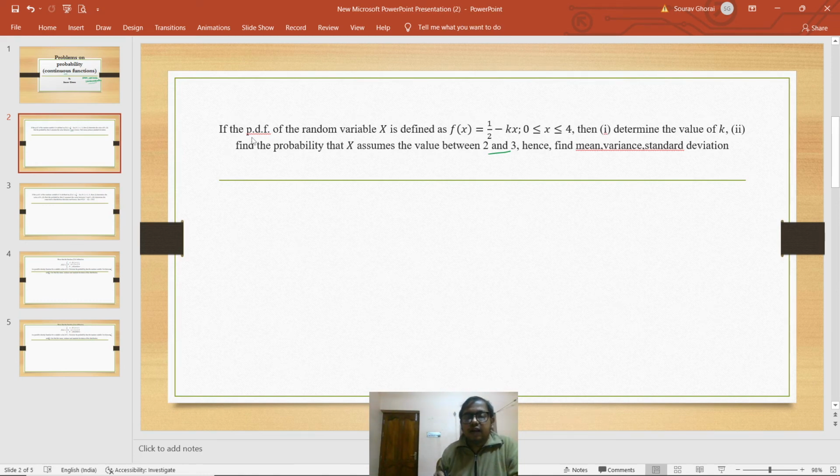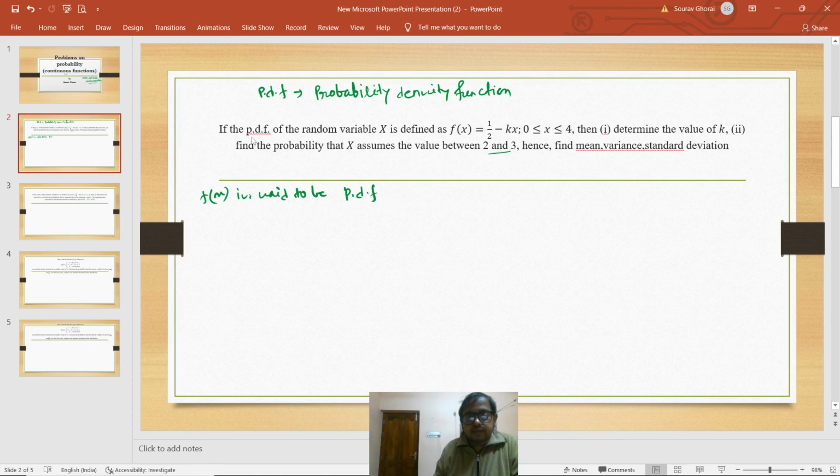See here, how can I find the PDF? PDF means the probability density function, and here the probability density function is defined by f of x is equal to half minus kx. And we know that a function f of x is said to be a PDF if the integral from minus infinity to infinity of f of x dx is equal to 1. So now to find the value of k, we have to use this relation.